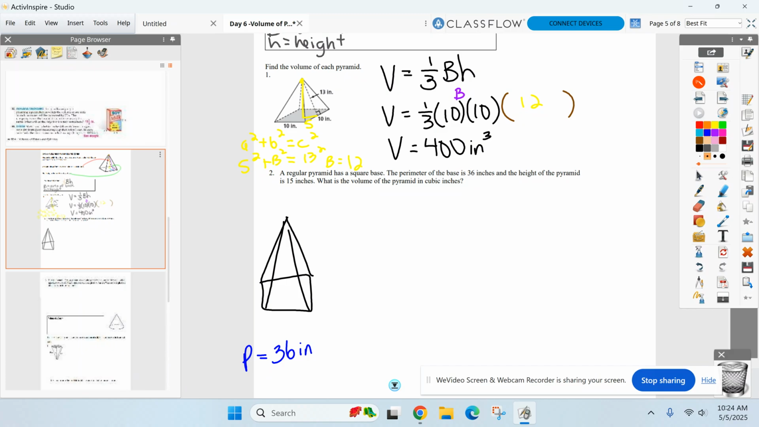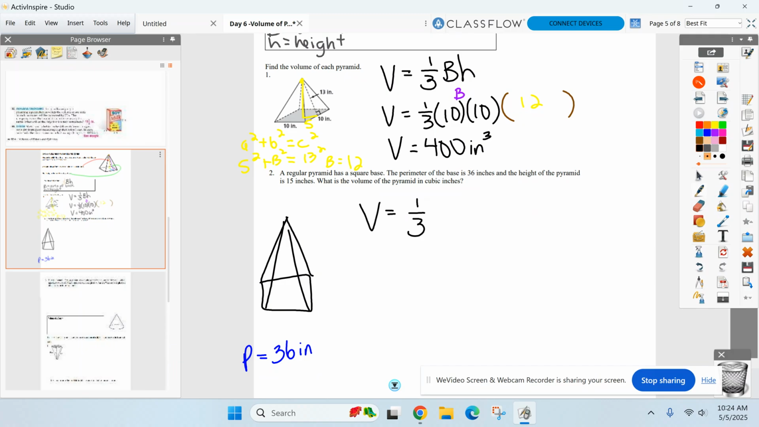And this is the question I always get. What are they talking about, the altitude or the slant height? If I wanted slant height, you know what I would write? Slant. So if you don't see the word slant there, we're talking about the altitude, the height. If I want slant, I'll write the word slant there.